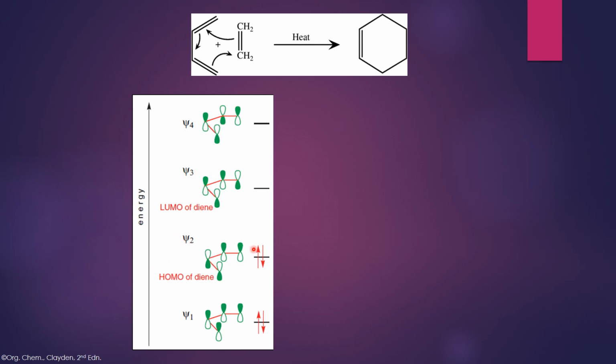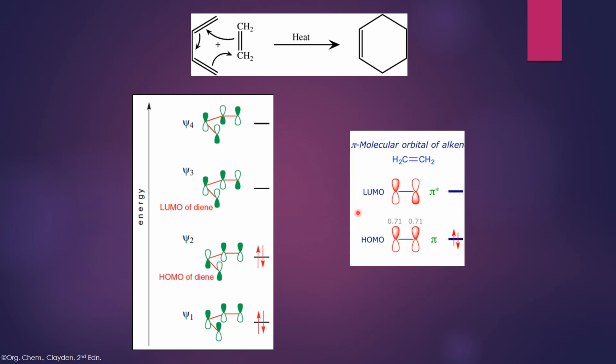HOMO means highest occupied molecular orbital, so psi2 forms the HOMO, and psi3 is the lowest unoccupied molecular orbital, the LUMO. Now we can see the pi molecular orbital diagram for the simple alkene, ethene. There is only one pi bond, and corresponding to that we have a pi star antibonding orbital. There are only 2 pi electrons, and these enter the pi orbital, forming the HOMO, and the pi star remains vacant and forms the LUMO.